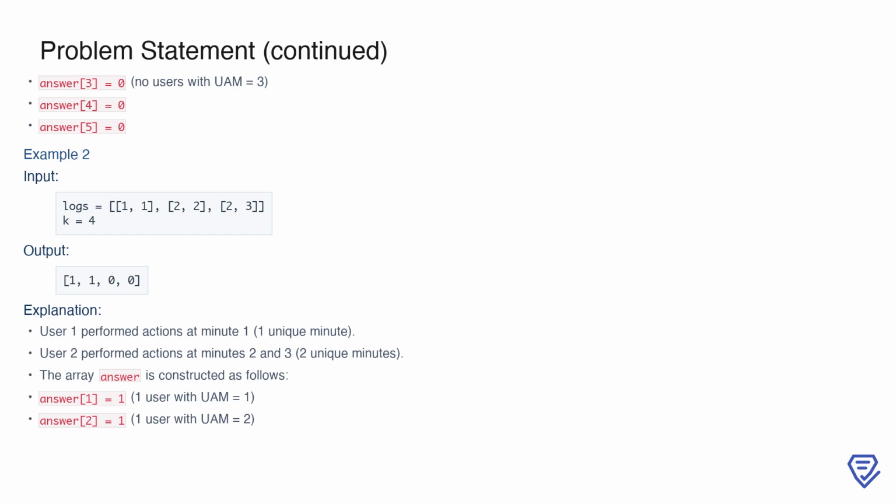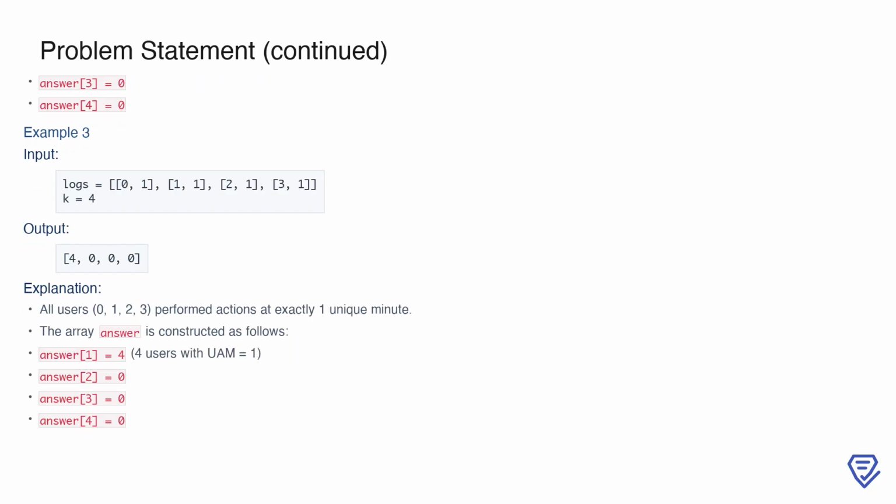For answer 1, there is one user with a UAM of 1, so answer 1 equals 1. Similarly, answer 2 is 1 because one user has a UAM of 2. For answer 3 and answer 4, there are no users with UAM values of 3 or 4, so both are 0. The final output is 1, 1, 0, 0.